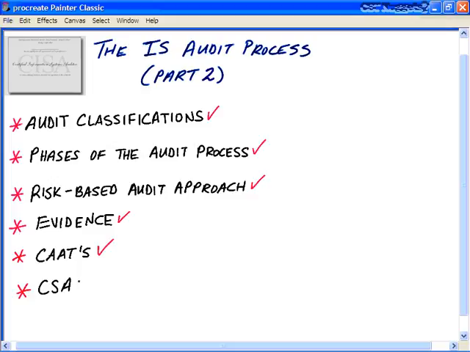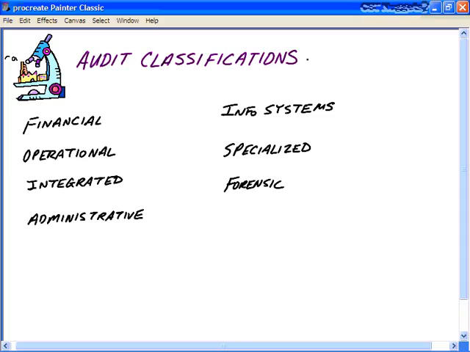finally, control self-assessment. As an IS auditor, you should realize that there's various types of audits that you can perform. These can be done internally, they can be done externally, and each one of these has their own specific procedures. For example, financial audits. This, of course, is to assess the correctness of your organization's financial statements. This audit relates to financial information integrity and reliability, accountability to a wide range of entities.